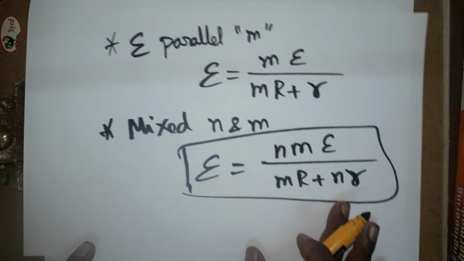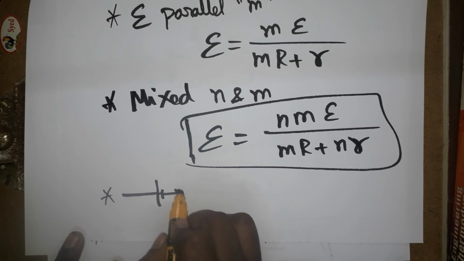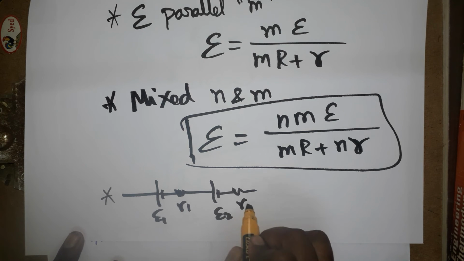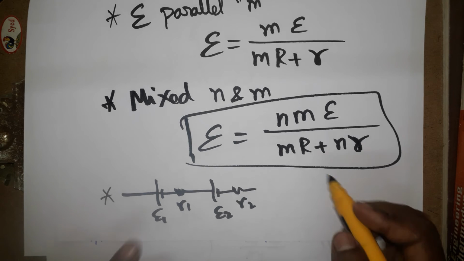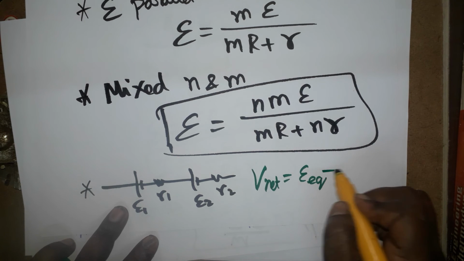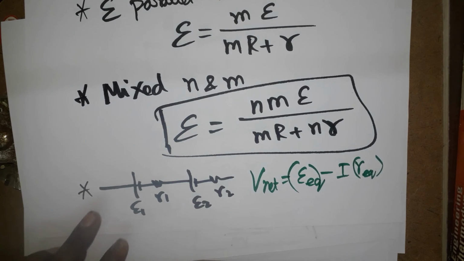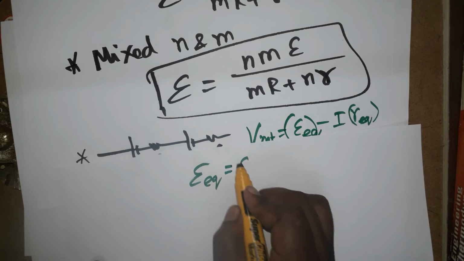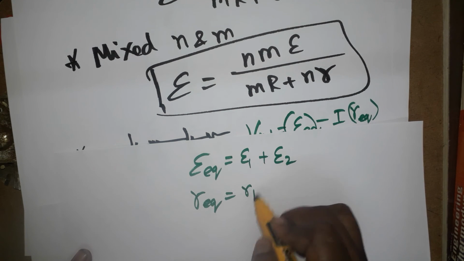Identical. Now I have two EMFs: EMF 1 with internal resistance R1, and EMF 2 with internal resistance R2. The net terminal voltage is going to be the equivalent EMF minus current times the equivalent resistance. It is in series. Now I am going to tell you the equivalent EMF in a series: EMF 1 plus EMF 2. The equivalent resistance is going to be R1 plus R2.